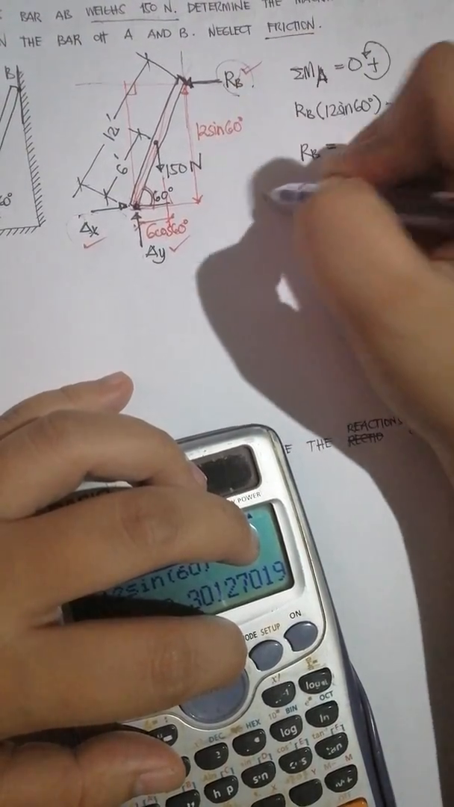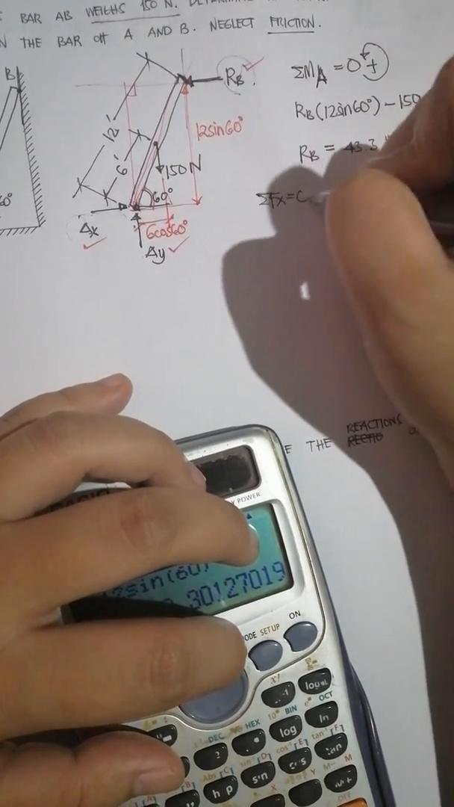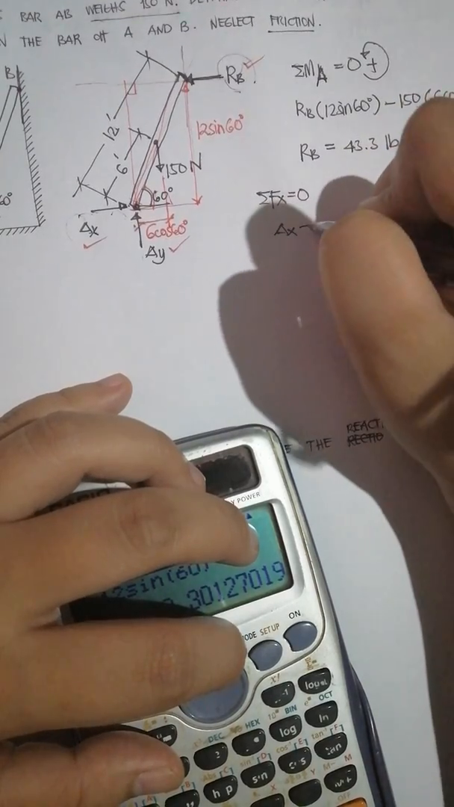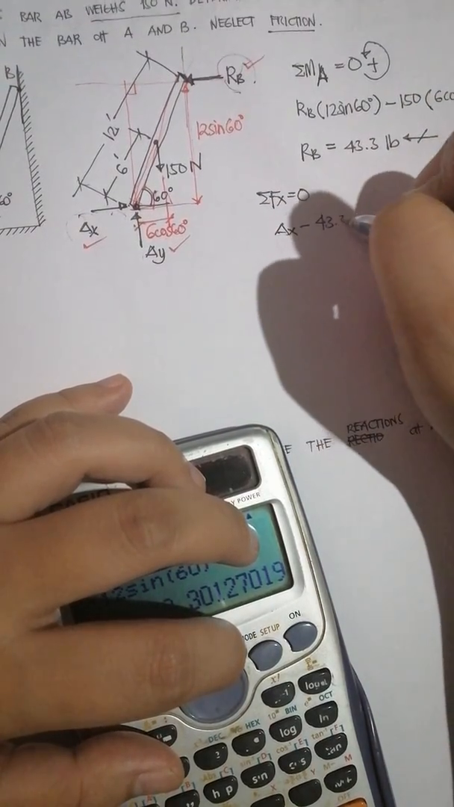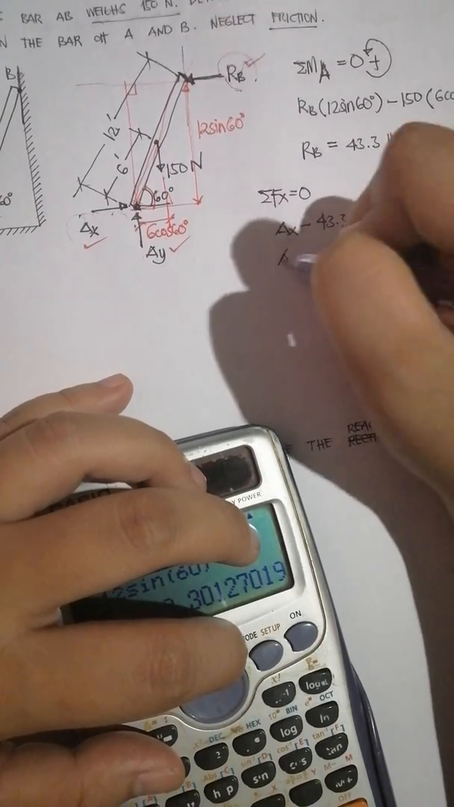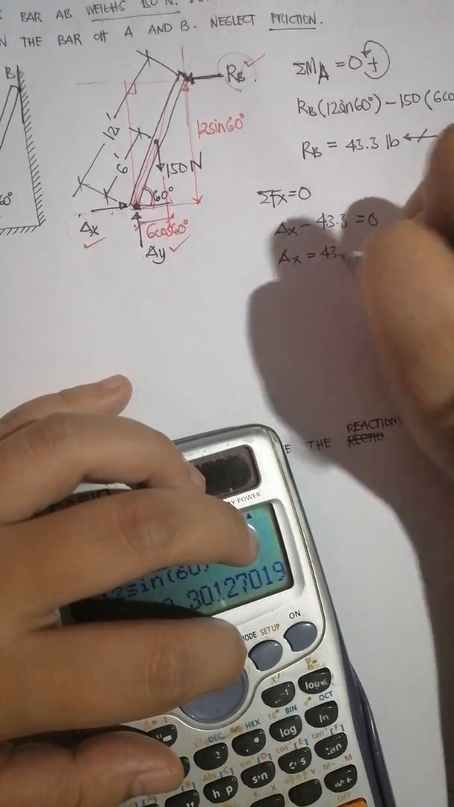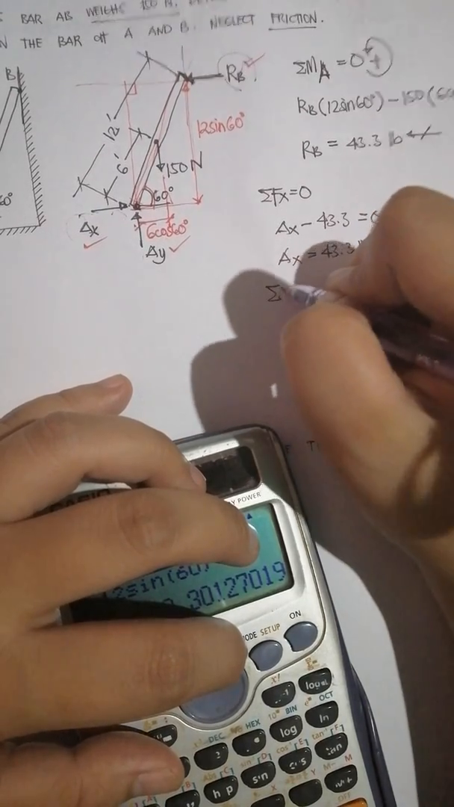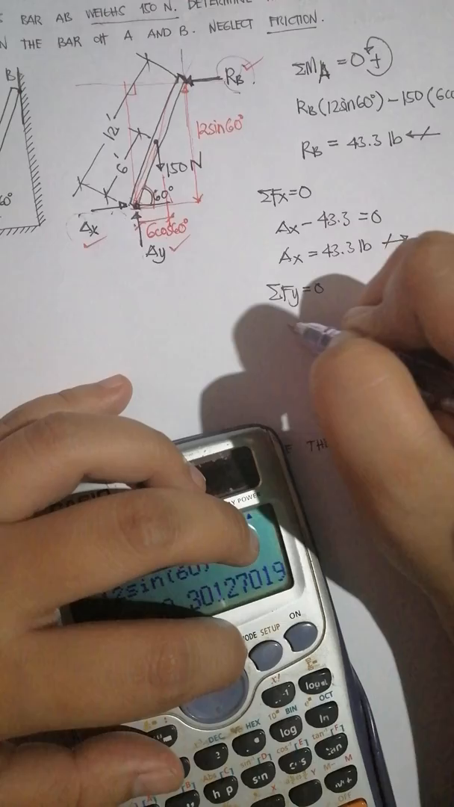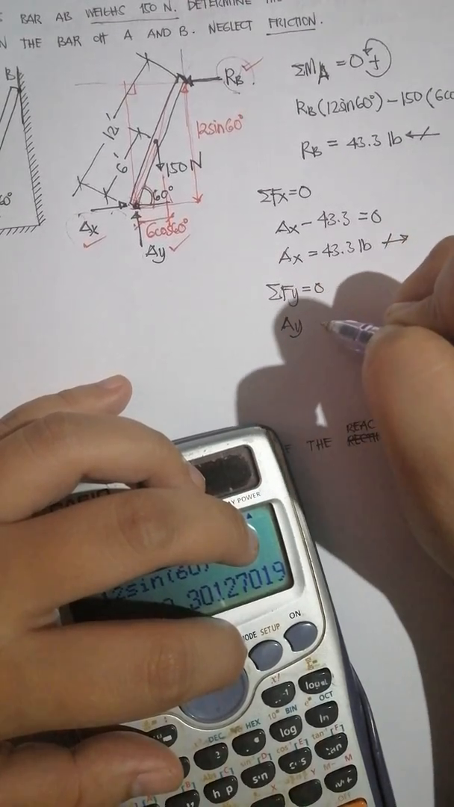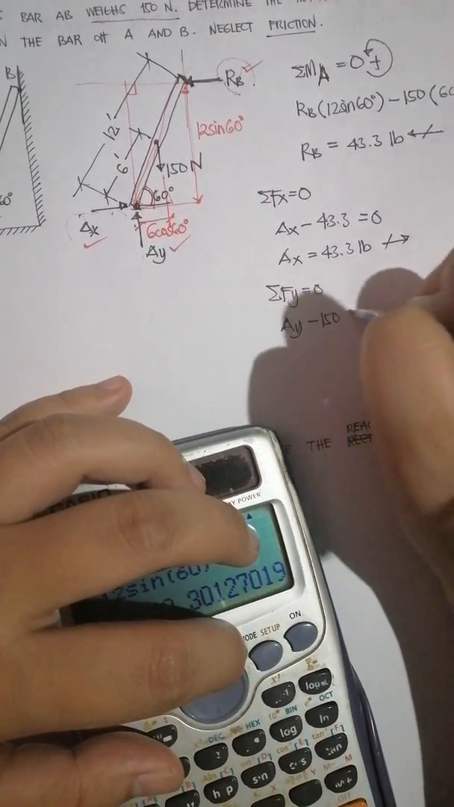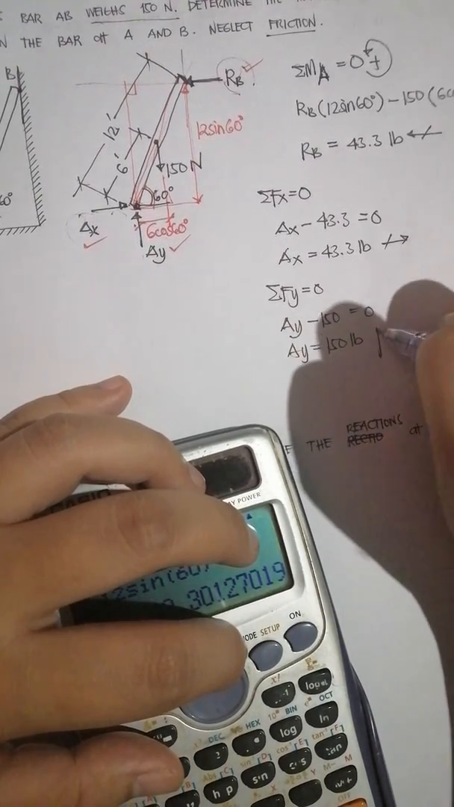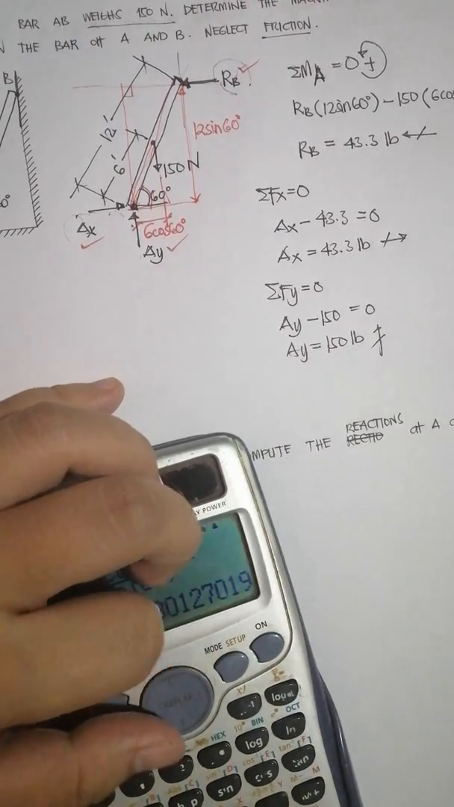We're done. Sum of forces in x. We have two horizontal forces, AX and RB. So AX minus RB, 43.3, equals 0. So AX is equal to RB, which is 43.3 pounds, to the right. Summation of forces in y equals 0. So we have AY minus 150 equals 0. So AY is 150, upward. So we already got that.